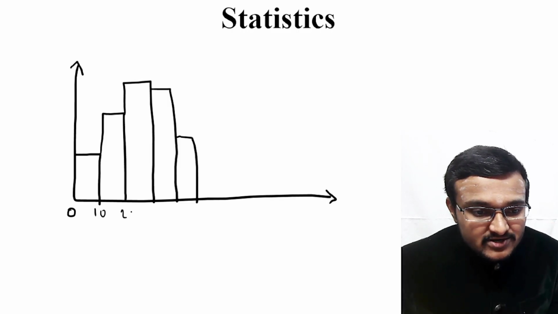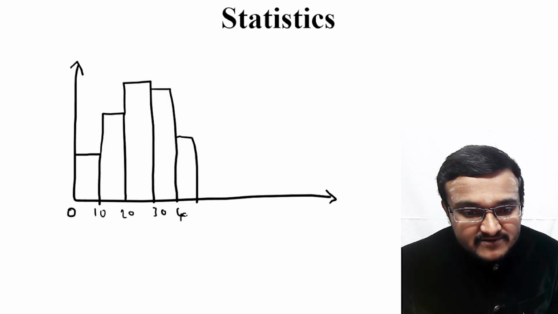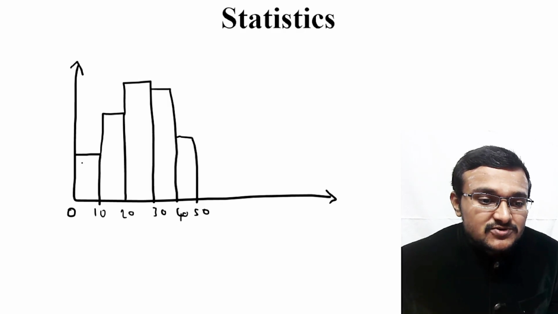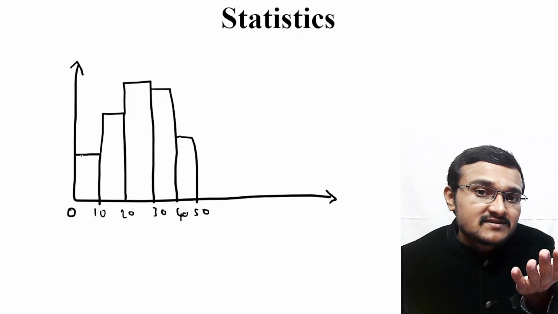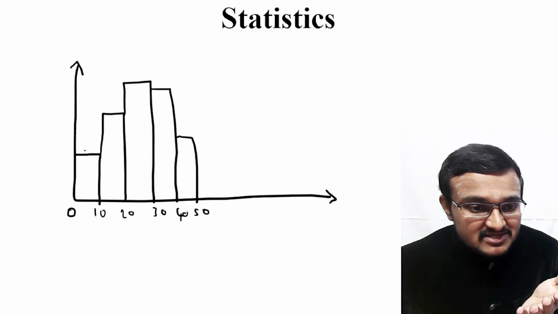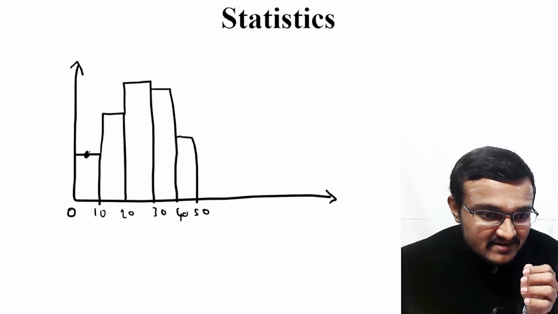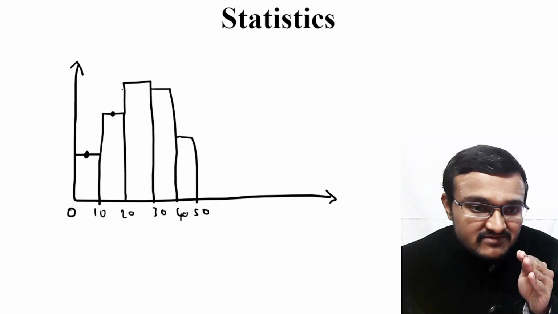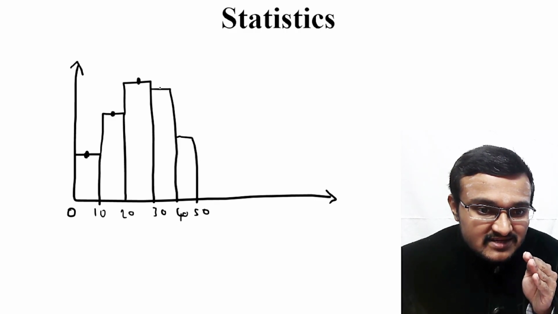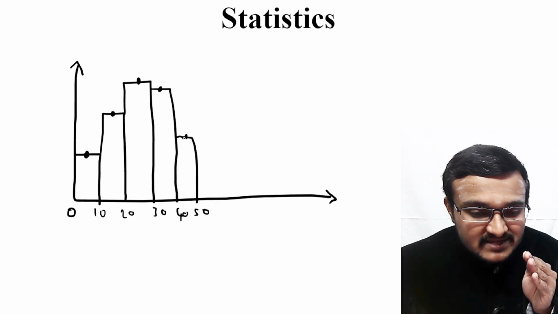So from 0, 10, 20, 30, 40, 50. So here also from 0 to 10 only there is a non-zero frequency. That means frequency is not 0. So some y value is there here, and from 10 to 20 also some y value is there, that is, some frequency is there. So here also frequency is there, here also frequency is there, here also frequency is there.